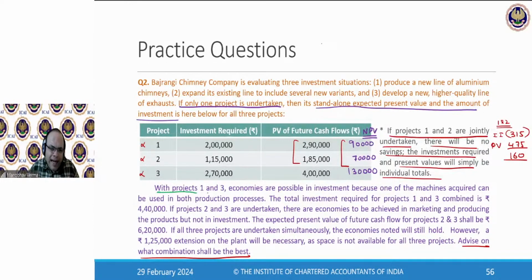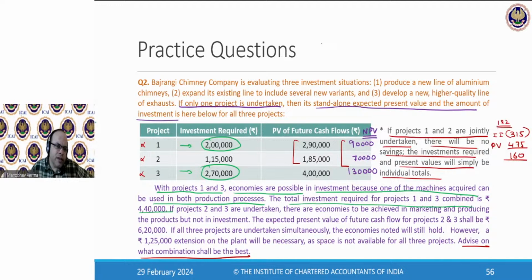With projects 1 and 3, all eyes on 1 and 3 here. Economies are possible in investment because one of the machines acquired can be used in both production processes. That's interesting. So total investment for 1 and 3 is 4,40,000. If I see the information in the table, 2 lakhs and 270. So if I talk about 1 and 3 taken together, my initial investment comes to 470, but there is some saving here which says that okay, it becomes 440 actually.